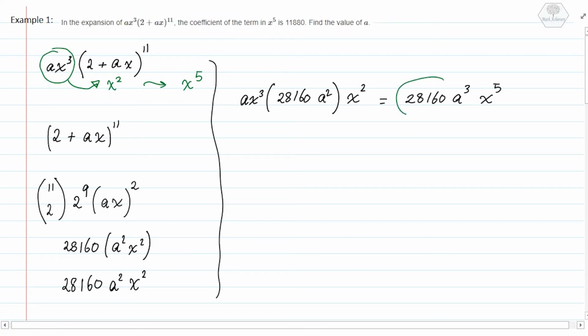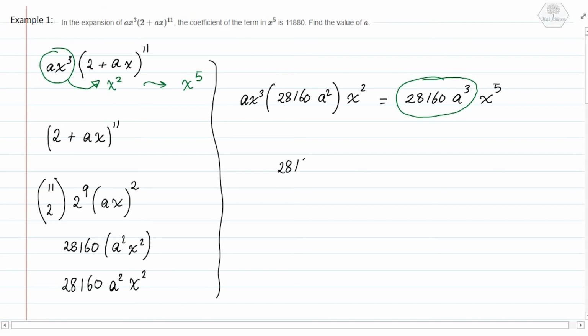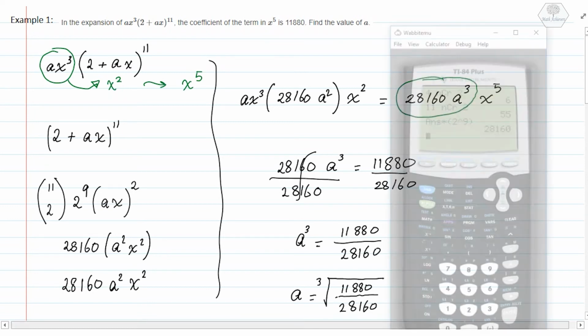So now the coefficient of x to the power of 5 is this, and it's given in the question that the coefficient is equivalent to 11,880. So I equate them together. I have 28,160 a cubed is equal to 11,880. I divide by 28,160, they cross out, so I'm having a cubed is equal to 11,880 over 28,160. So a is equal to the cubic root of this value, 11,880 over 28,160. We have to use our GDC to find this value.